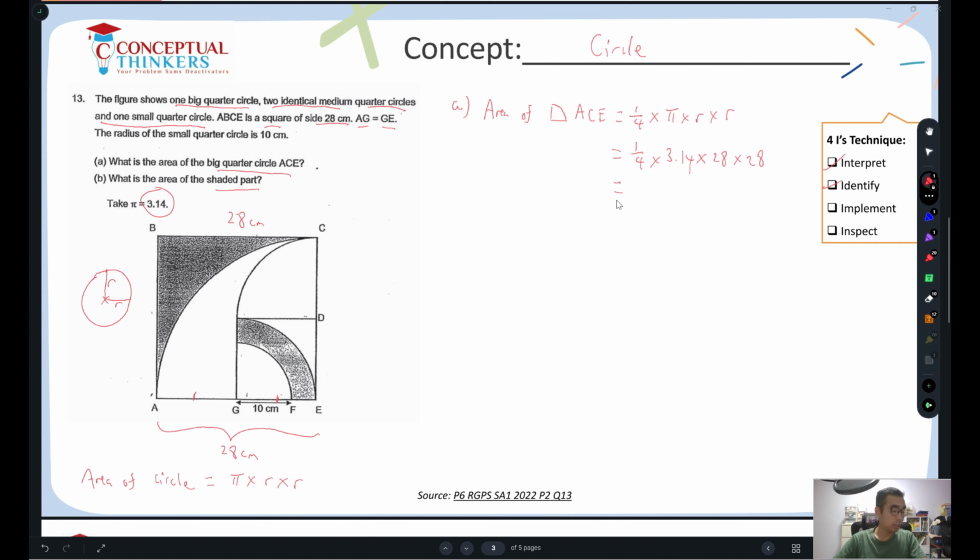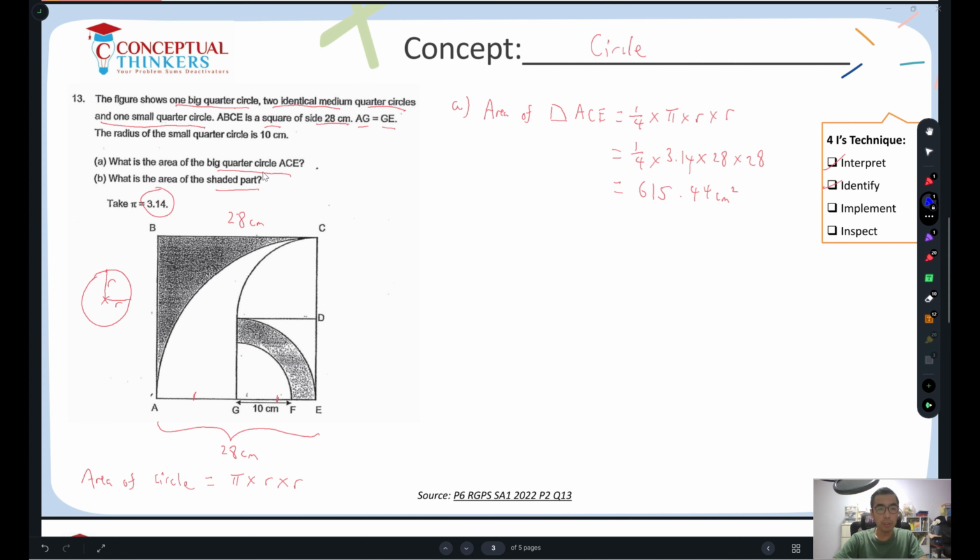Okay, so you can press your calculator to solve this question. So you're going to get 615.44 cm square. Please remember to write the units. Okay, so that will be the answer for part A, to find the area of the quarter circle. So that is pretty straightforward. Now let's focus on part B now.